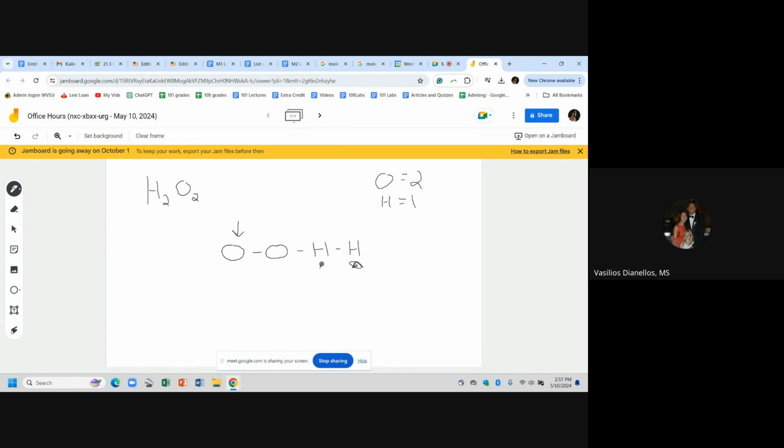But the good news is we have this hydrogen that has too many bonds, right? It has two bonds and hydrogen can only have one. So this is going to be an easy solution, right? I'm going to take this hydrogen and I'm going to put it right over here, right? So let me erase all that I've just done.